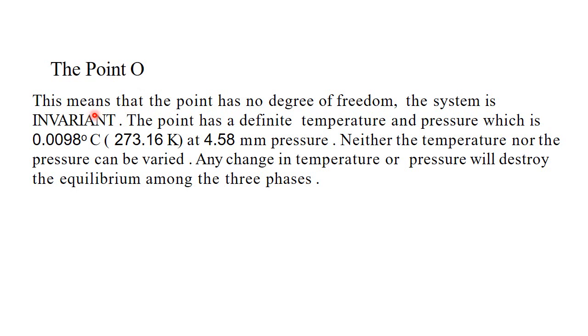Triple point, the point O. The calculation for the degree of freedom shows that the value is 0. We can say the system has no degree of freedom. The system is invariant. The point has a definite temperature and pressure, which is 0.0098 degrees centigrade at 4.5 millimeters of pressure. Neither the temperature nor the pressure can be varied. Any change in temperature or pressure will destroy the equilibrium among the three phases.